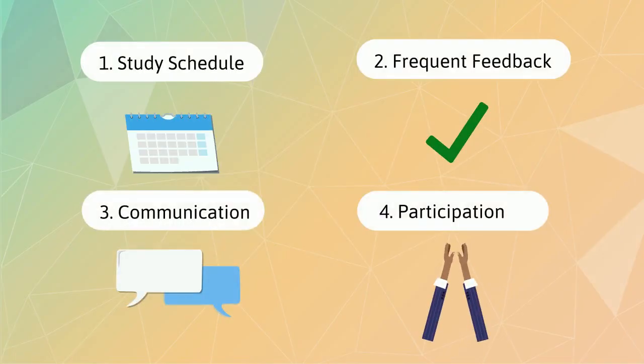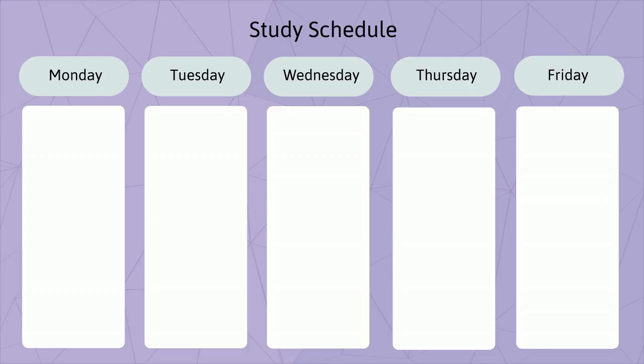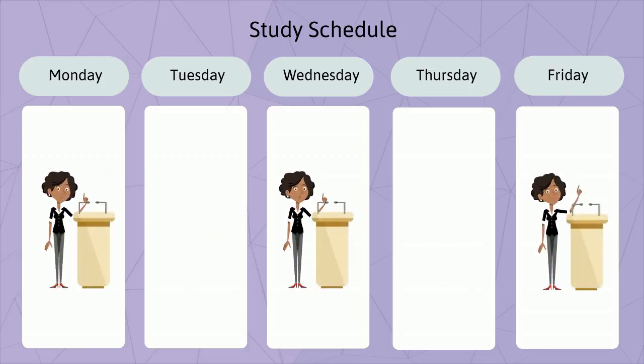Let's use an example course to explain how these elements help create a weekly pattern. Here's a course that has lectures on Monday, Wednesday, and Friday of every week. This is the beginning of the study schedule.